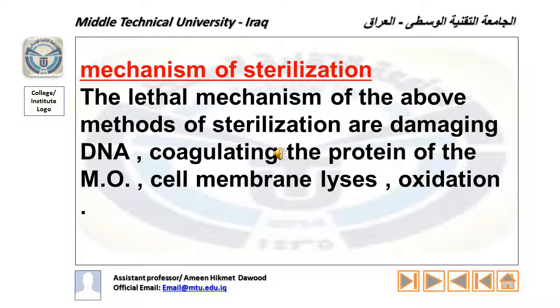Mechanism of sterilization. The lethal mechanisms of the above methods of sterilization are damaging DNA, coagulating the protein of the microorganism, cell membrane lysis, and oxidation.